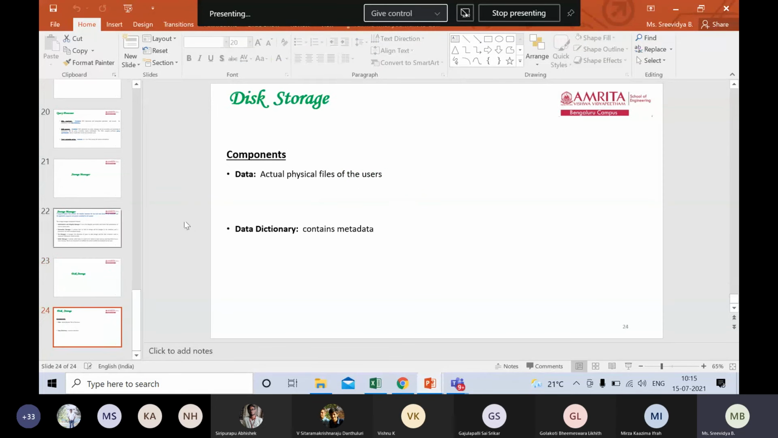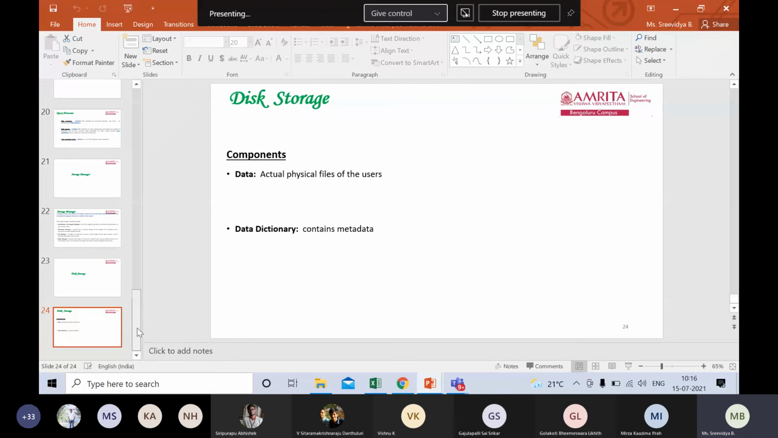The last is the disk storage. So you have a data dictionary and the data. Data is your physical files, whereas the data dictionary is where you store the metadata. And metadata, as I said, is the data about the data. You store all the information regarding the storage structure, what is the allowable data, all of these in the data dictionary. So any DDL commands that you execute will have a corresponding entry in the data dictionary. Whereas data, you're talking about the physical storage, the actual data that you're going to store in the hard disk.